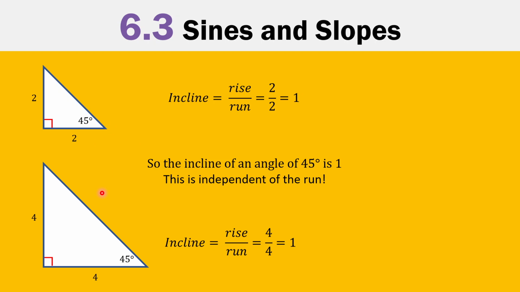Then we had this picture here, and we take a look at the incline that's equal to rise and run. We now no longer call that rise and run, but opposite and adjacent, right? And then we saw that they always were the same, even if I enlarge this triangle. So we could say that the incline of an angle of 45 degrees is 1. Now we say that the tangent of 45 is 1.